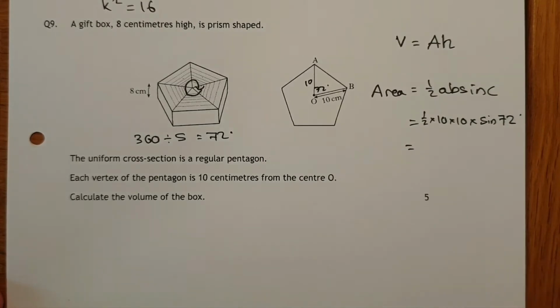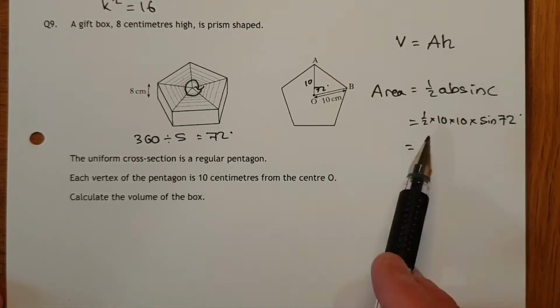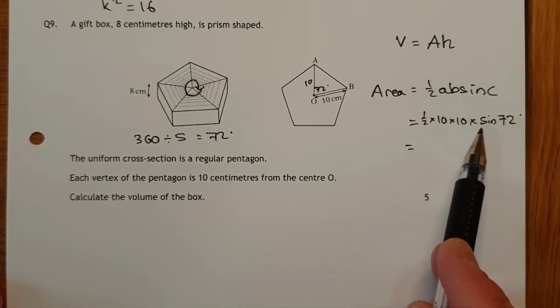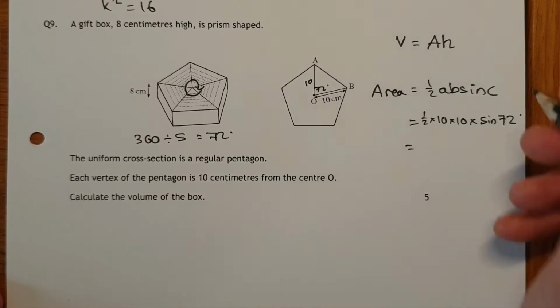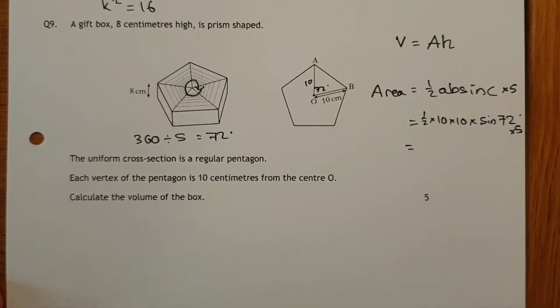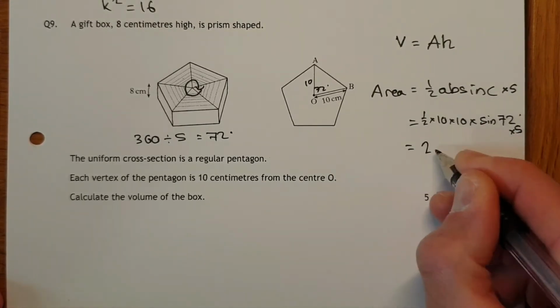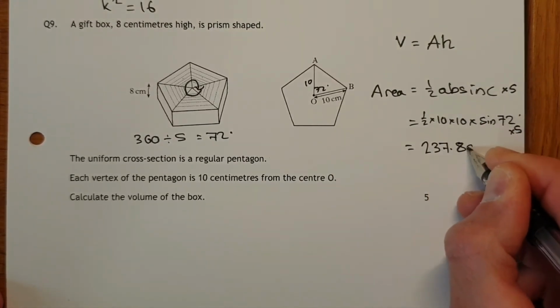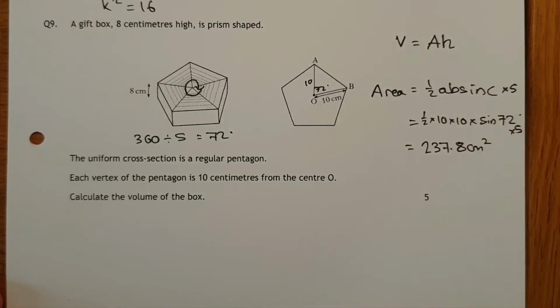So if we work that out, we're going to get an answer, but we're going to have to multiply it by 5 because you've got 5 identical ones. So I'm just going to add that in just now. I'm going to times all that by 5. So I get that answer of 237.8 square centimetres. That's the area of the cross section.